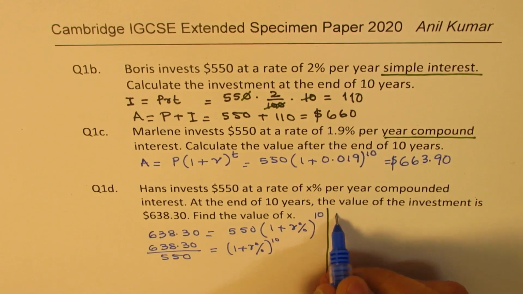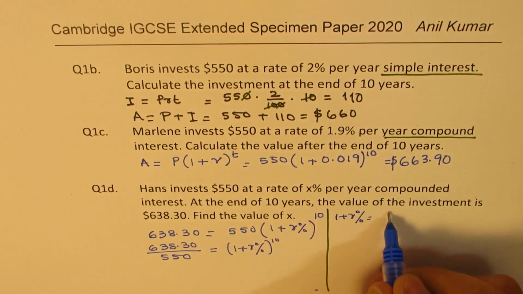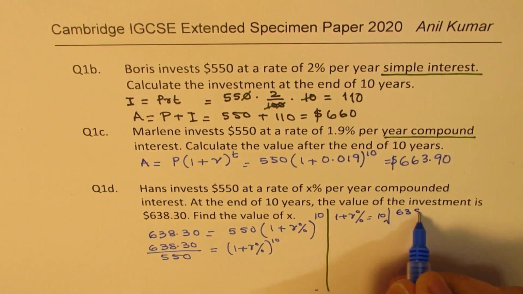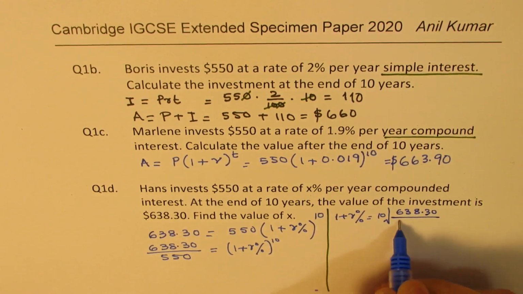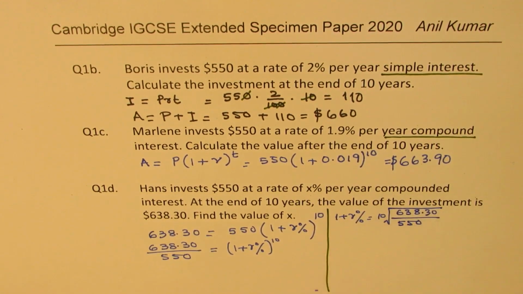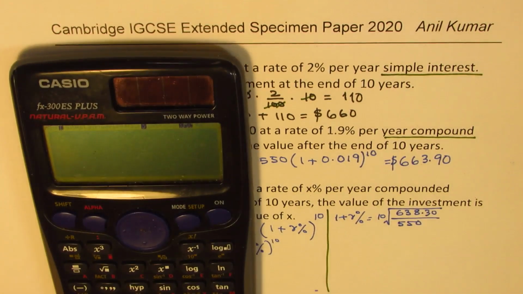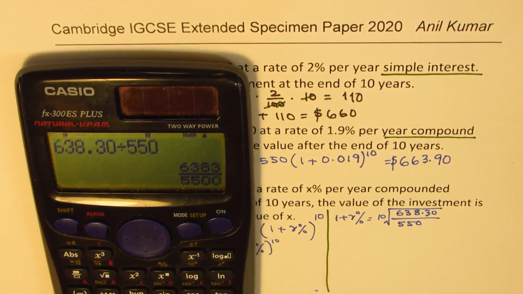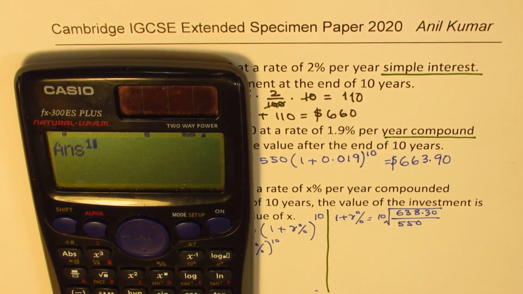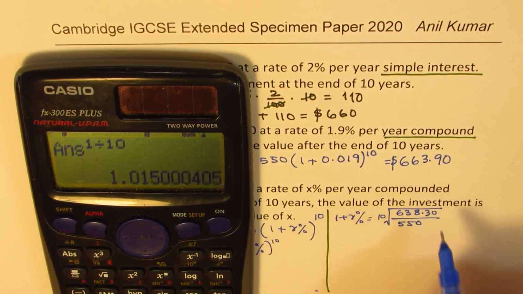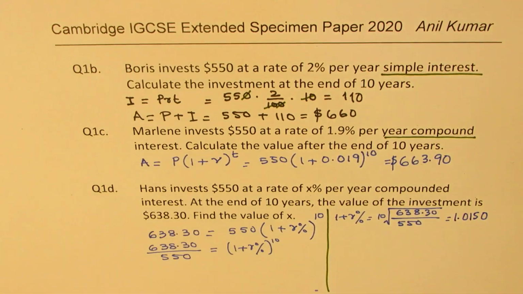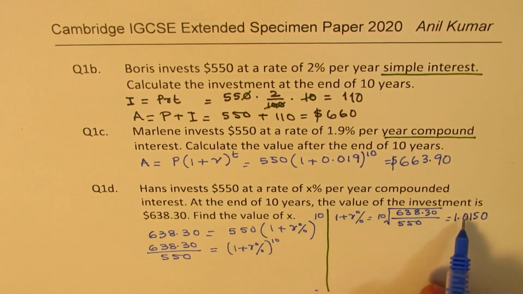So that means 1 plus r% is equal to the 10th root, or to the power of 1 over 10, of 638.30 over 550, correct? So let's figure this out. So it is 638.30 divided by 550, and that is equal to that number. We'll do to the power of 1 divided by 10, so the 10th root, which is equal to 1.0150. So we know that 1 plus r% is 1.0150.